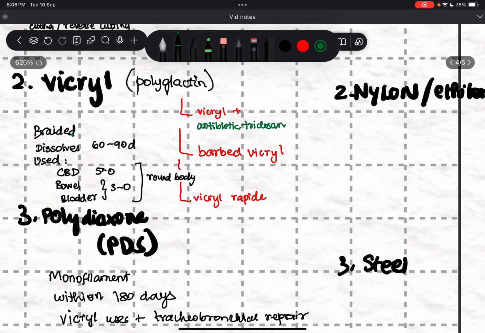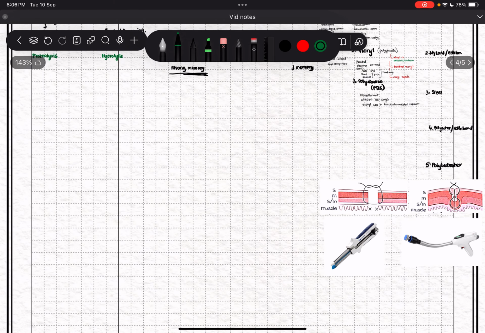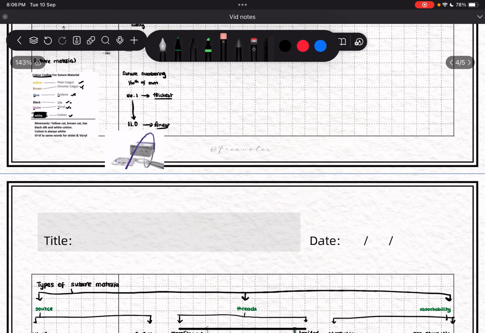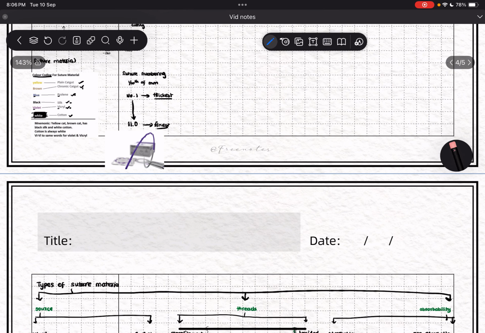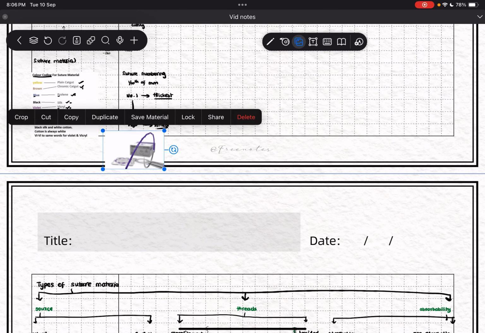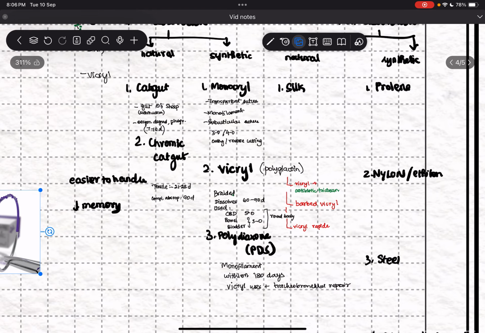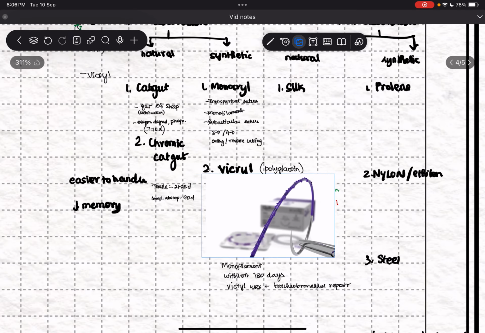Then, barbed vicryl. I had got an image of it. Barbed vicryl. Here it is. Let me bring it here. So this is the barbed vicryl.